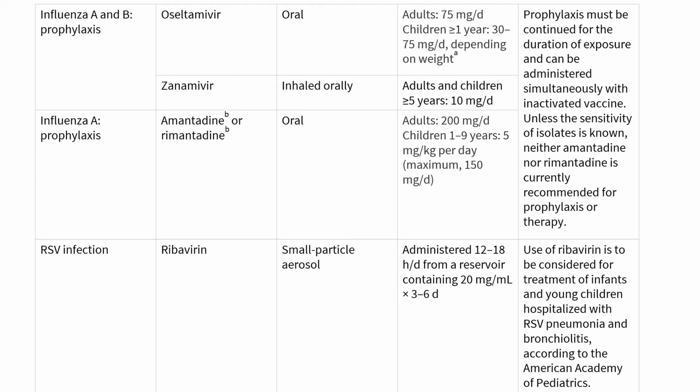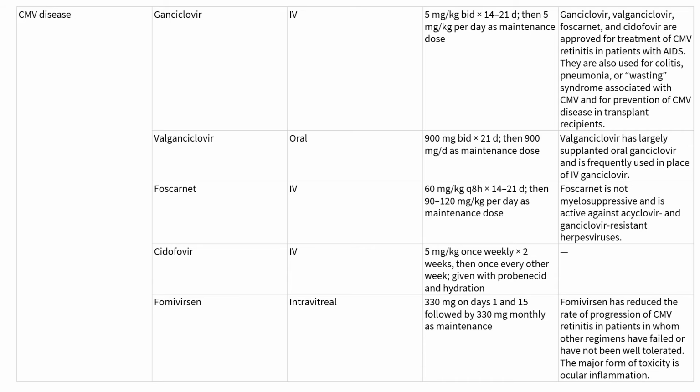Administered 12 hours per day from a reservoir containing 20 milligram per milliliter for 3 to 6 days. Use of ribavirin to be considered in treatment of infants and young children hospitalized with respiratory syncytial virus pneumonia, bronchiolitis, according to the American Academy of Pediatrics. For cytomegalovirus, we have many drugs, as you can see. We have ganciclovir and valganciclovir.